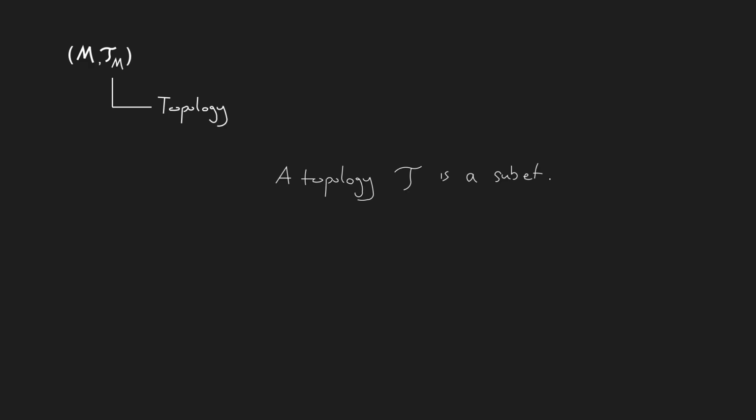So a topology is a set. A topology T is a subset, a collection of elements. It's a subset of a bigger set, and it is a subset of the power set. So imagine your parent set is the set M, which is what our manifold is, and T is a subset of the power set. It's a collection of elements, and those elements are sets themselves, which behave a certain way.